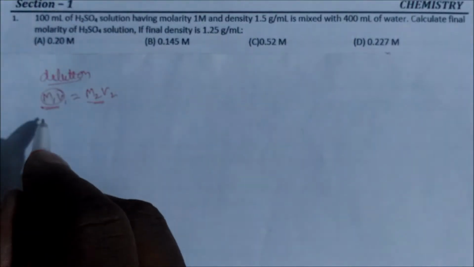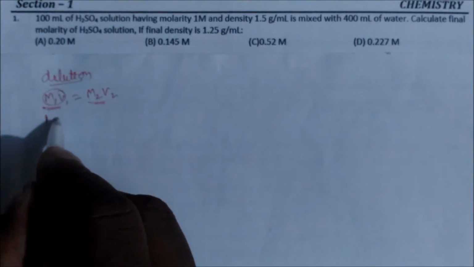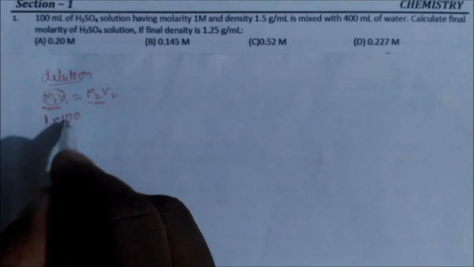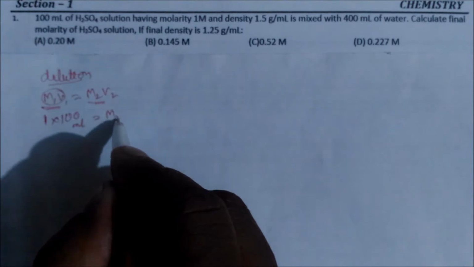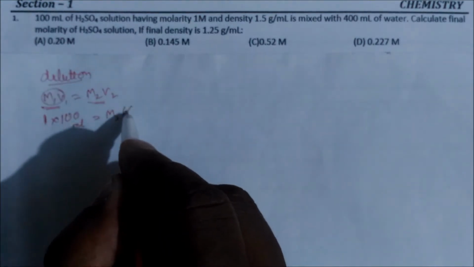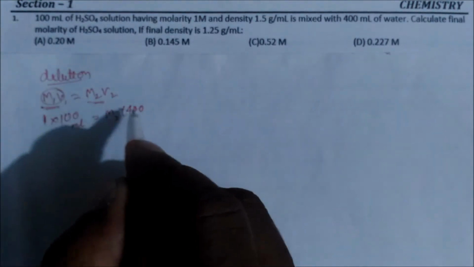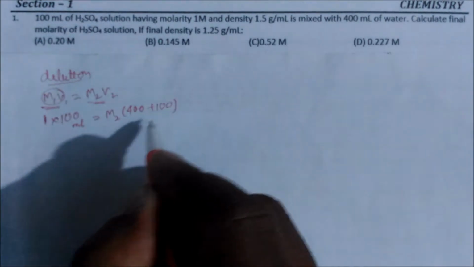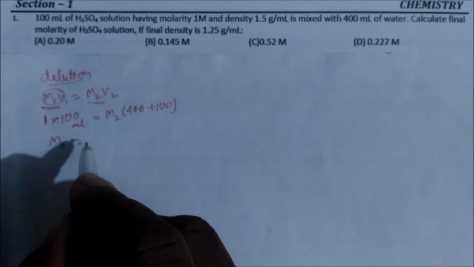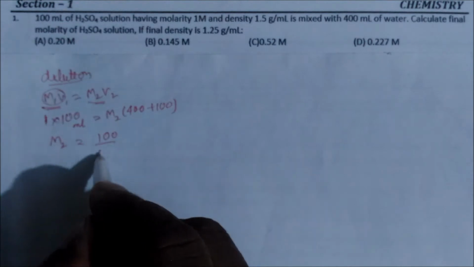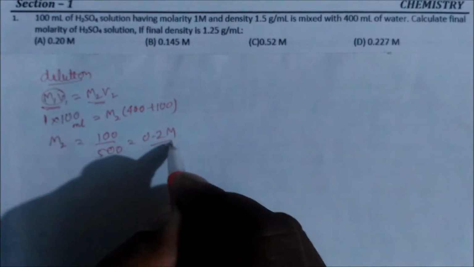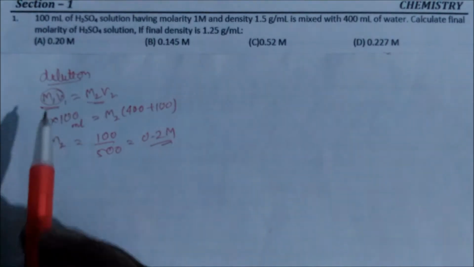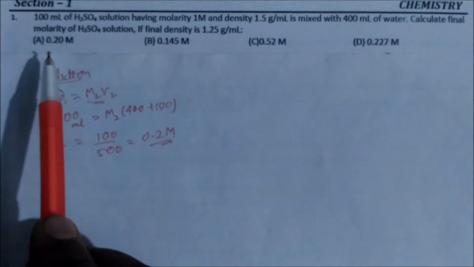Ignoring the density, we can write molarity is 1 and volume is 100 ml, so it becomes millimoles. For M2, the volume is 400 ml of water plus 100 ml of H2SO4, which is 500. If you solve, M2 is equal to 100 divided by 500, so you will get the answer 0.2 molarity. We have this answer 0.2 molarity given over here.